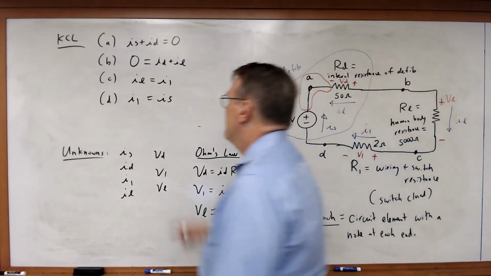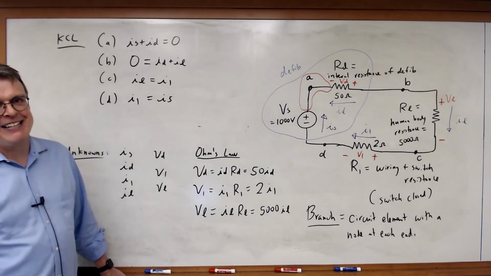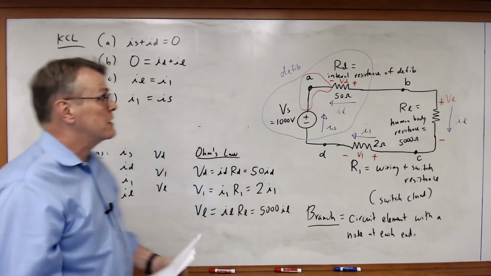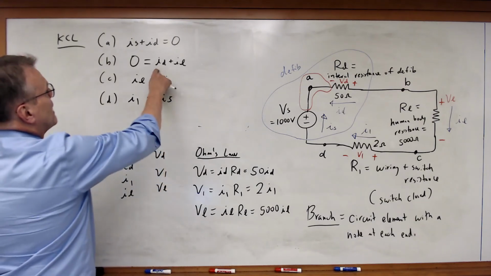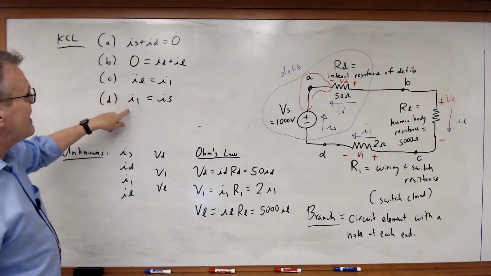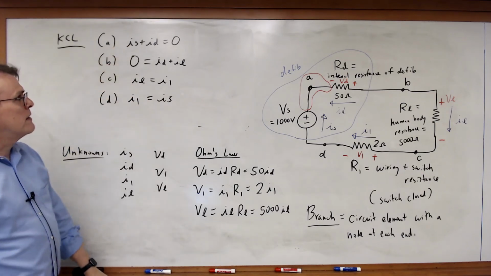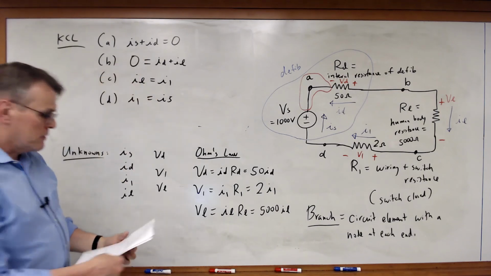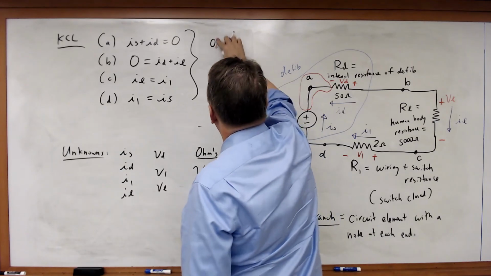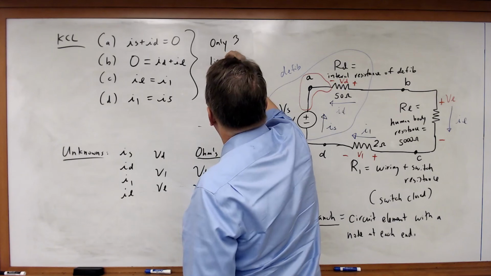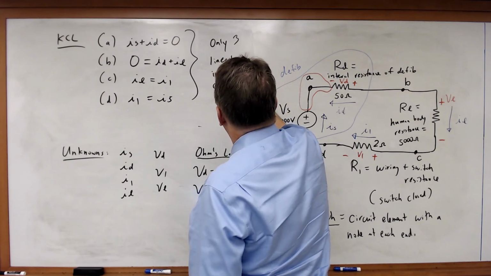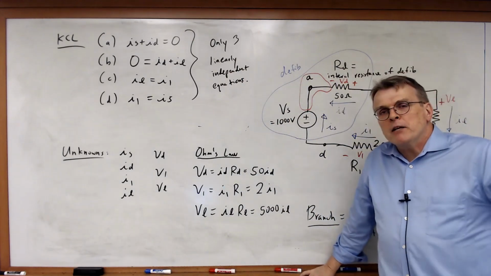And the reason is, these four equations are not linearly independent. You have a linearly dependent equation in this set that can be created by combining the other equations together. And in fact, if you look at this, you can see that ID plus IL is equal to zero. So I can replace IL with I1 and then I1 with IS. And then A and B become the same equation. And so by combining these three, I get that equation. So it turns out I have only three linearly independent equations.